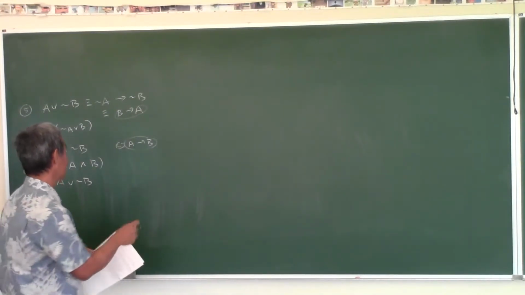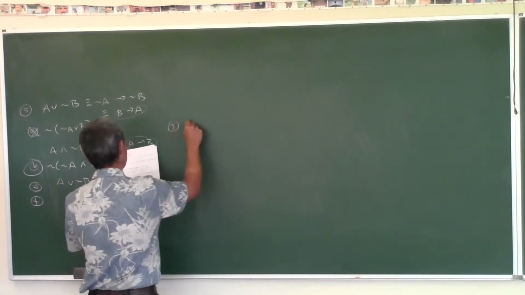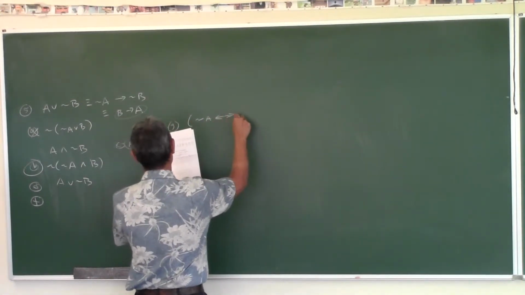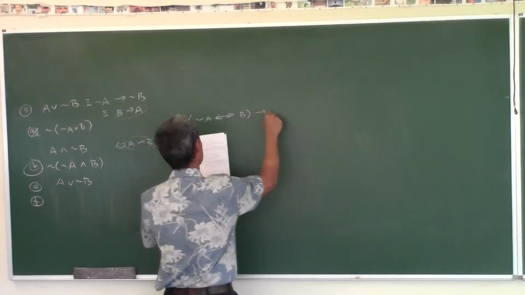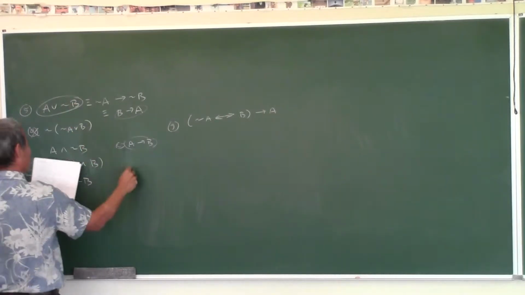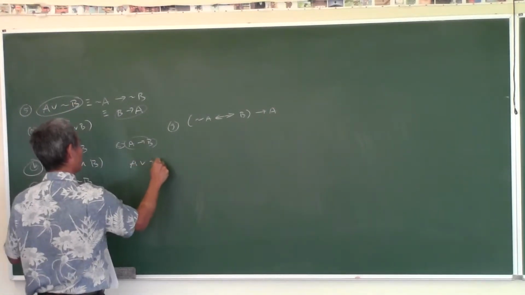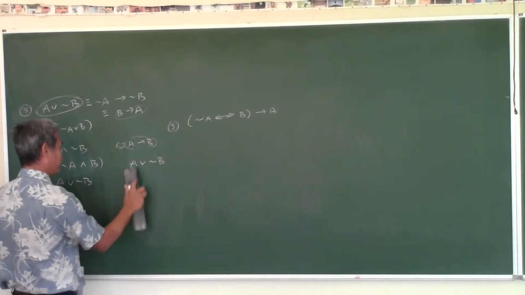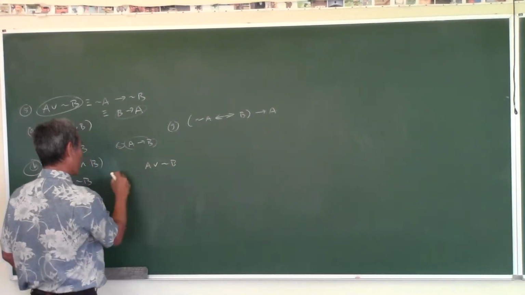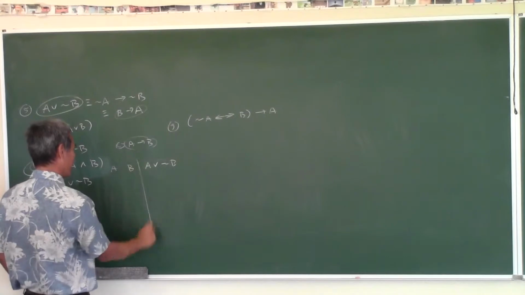Okay, what the heck, let's just do G. Not A if and only if B implies A. Now, this statement here, A or not B, let's make a truth table for that. A or not B.